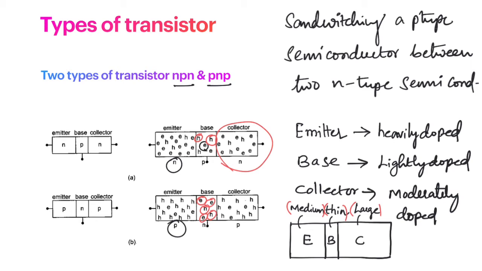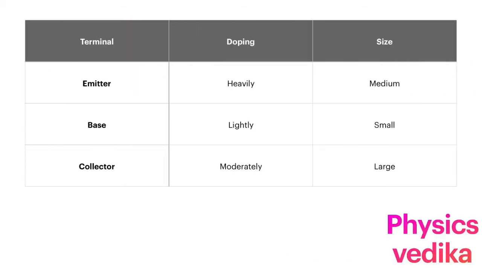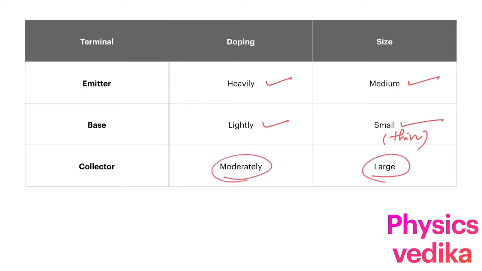Then, as I said, the emitter is very heavily doped and it's medium size. The base is lightly doped and it's very thin, very useful. And the collector is moderately doped and it is very large in size.